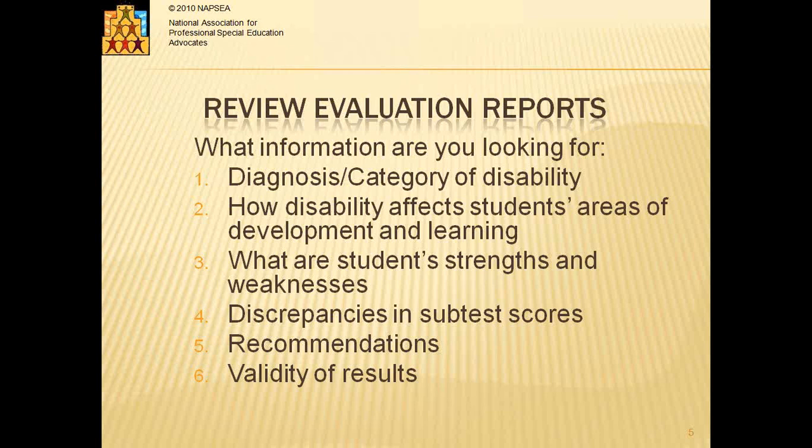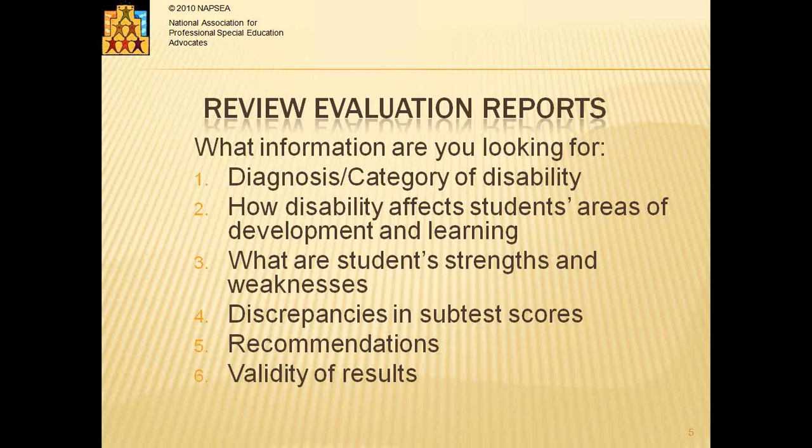Review the evaluation. What are you looking for? You're looking for any type of diagnosis or category of disability. You're looking for how the disability is affecting the student's area of progress and development. You're looking at what the student's strengths and weaknesses are and any discrepancies in the subtest scores. When you're looking at subtest scores, usually they give you an overall range or an average. But a child with a very low subtest and a very high subtest can have an average range, but they might have a weakness in some of the subtest areas. So make sure that you're looking at all of that. And if you have any questions, ask questions. Write them down before the meeting.